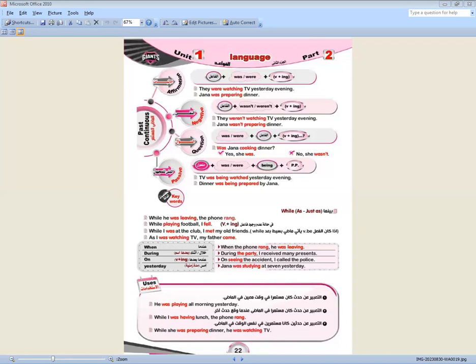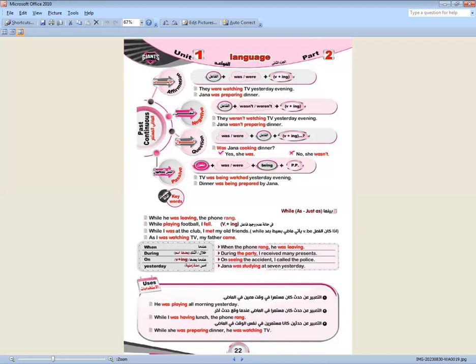In the third example, while I was at the club, we have a note saying that if we use the verb to be, you're gonna put it in the past simple after while. While I was. You cannot say while I was being, something like that. No, no, no, this is totally wrong. While I was at the club, I met my old friends.